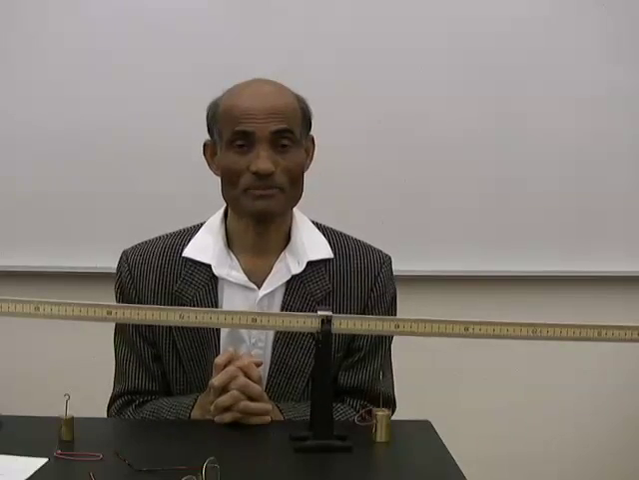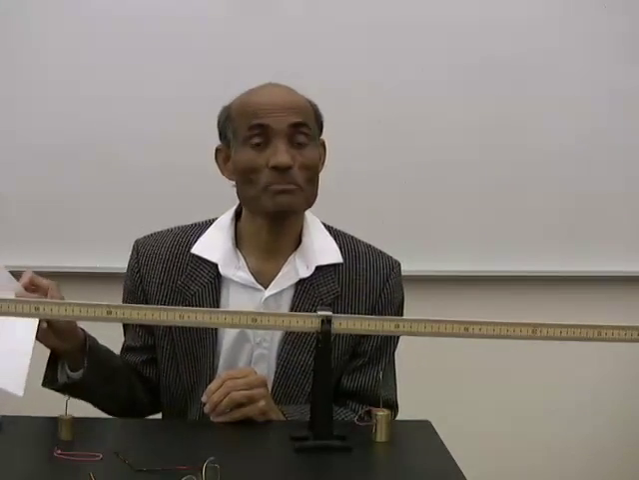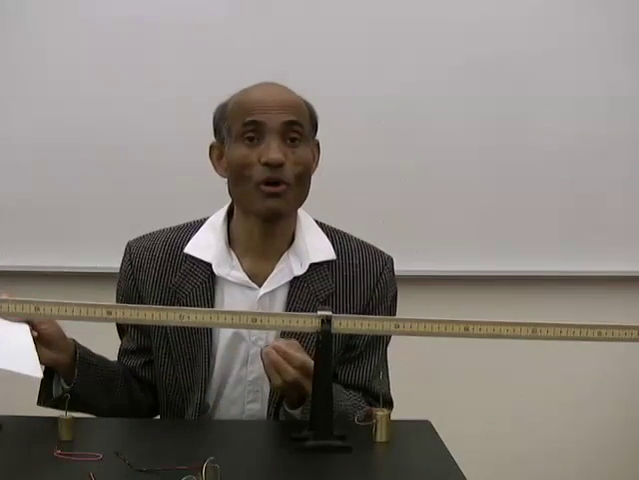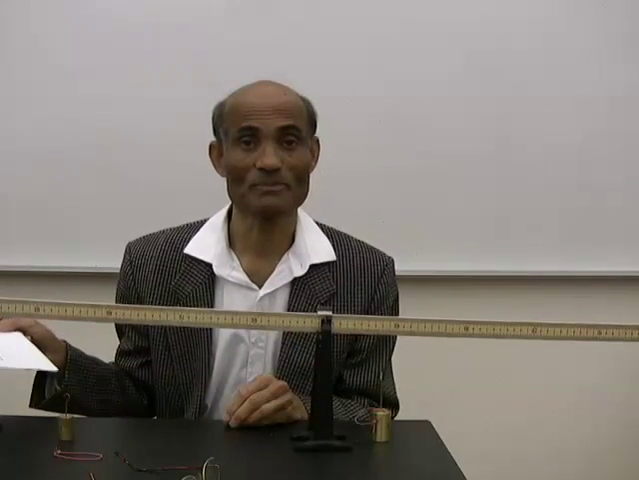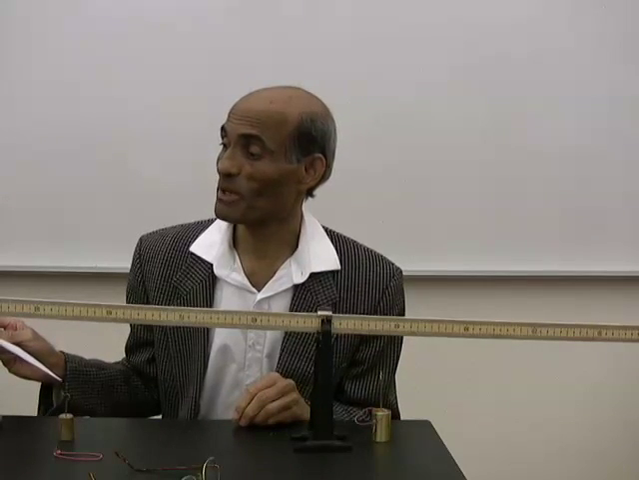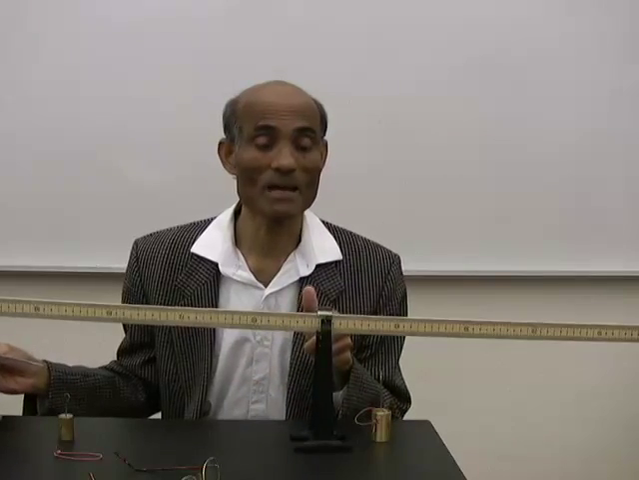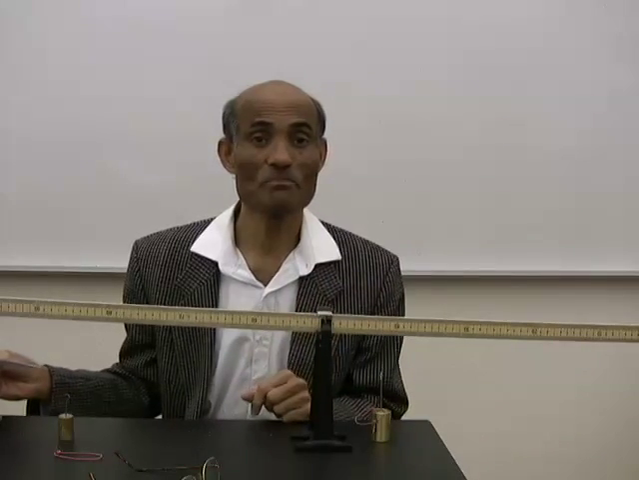Lab final. Please read the exam paper a couple of times before you start the experiment. Now, the first part, determine the center of gravity of the ruler by balancing it on a pivot.